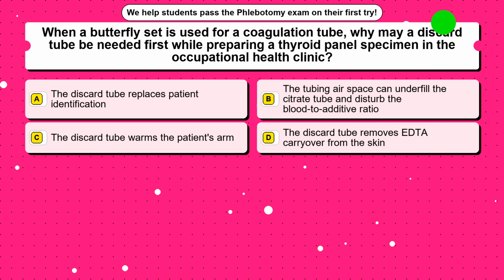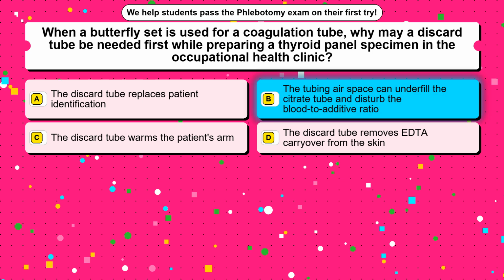Question 14. When a butterfly set is used for a coagulation tube, why may a discard tube be needed first while preparing a thyroid panel specimen in the occupational health clinic? Option A. The discard tube replaces patient identification. Option B. The tubing airspace can underfill the citrate tube and disturb the blood to additive ratio. Option C. The discard tube warms the patient's arm. Option D. The discard tube removes EDTA carryover from the skin.